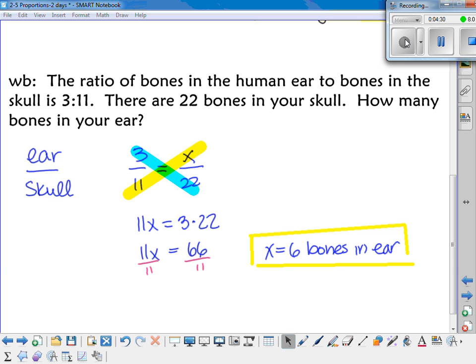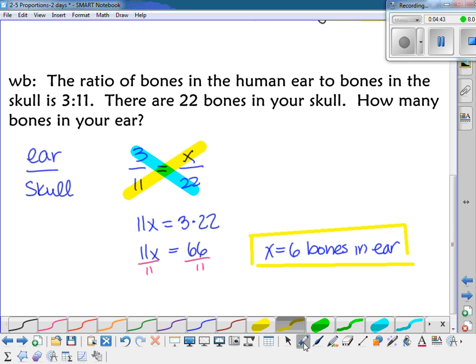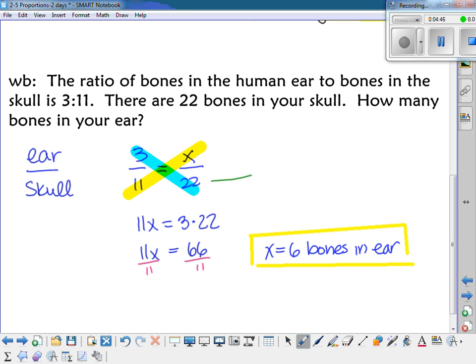Okay, so when you set that up, you should have put the ear on top and then the skull on the bottom. And so the ratio was 3 to 11, so I have 3 on the top, 11 on the bottom. And then you want to be careful to make sure that you put that 22 on the bottom, because that's pertaining to the skull, and we said that the skull was going to be on the bottom of the fraction. So then you have 3 over 11 equals x over 22. You cross multiply, you get 11x equals 3 times 22, or 66. And so when you divide by 11, you get that there are 6 bones in the ear.